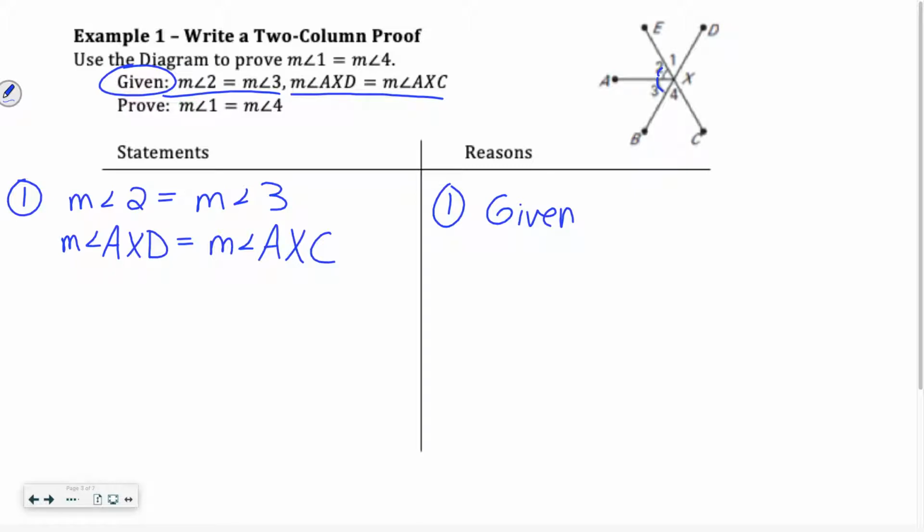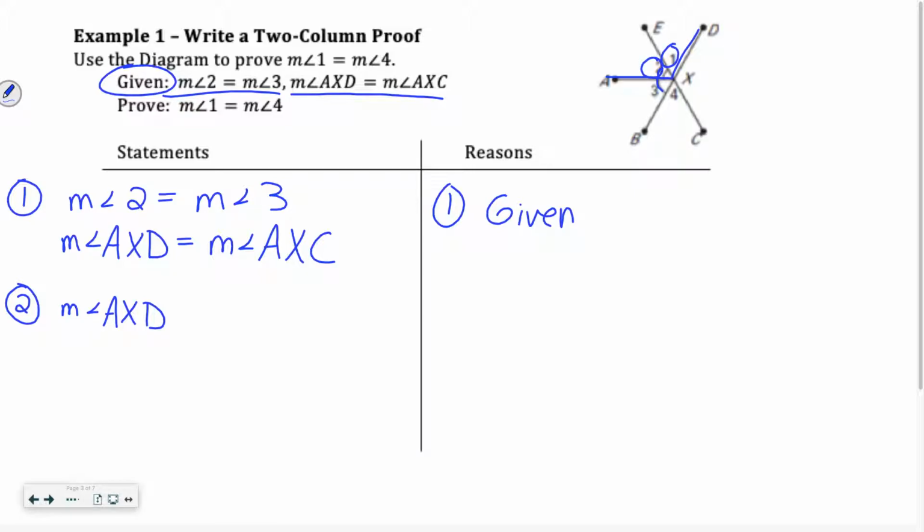Whenever they give you an angle like that, you should always see if you can say something about that angle. So in step 2, we're going to try to write something about angle AXD, because they told us something about AXD, it's equal to AXC. We're going to figure out what we can conclude about this. If you look at AXD, there are two parts to it. There are two smaller angles in there, angle 1 and angle 2.